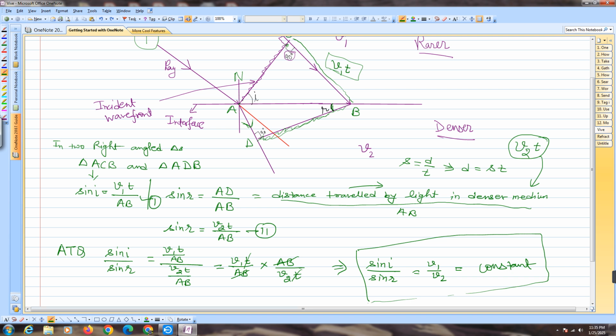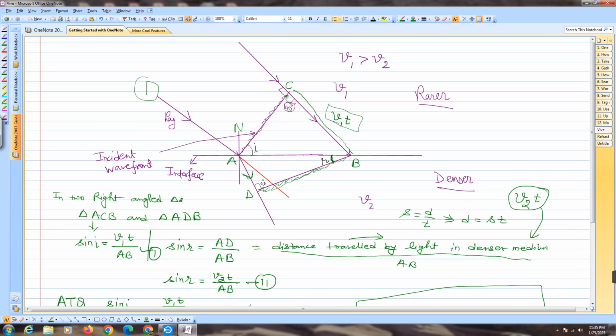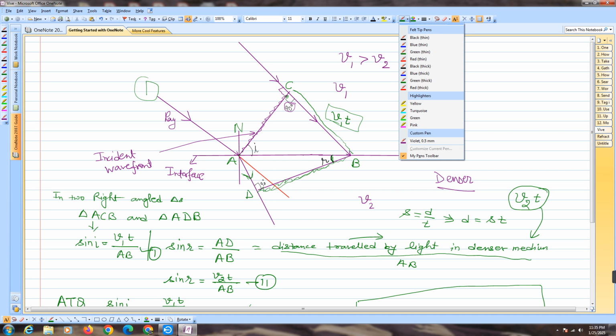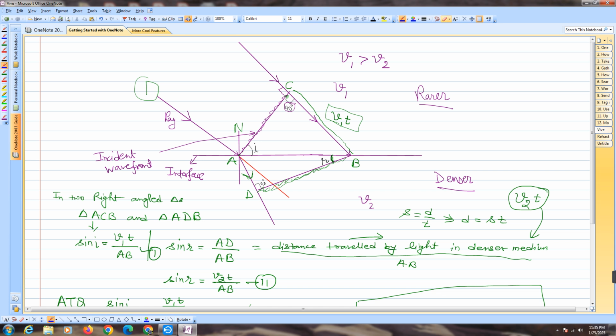Correct? Now the next point is, here we have to derive one more law, which is known as Snell's second law. Correct? What is Snell's second law? This law says that the incident ray, normal, and refracted ray all lie in the same plane. So we have to apply logic on it.